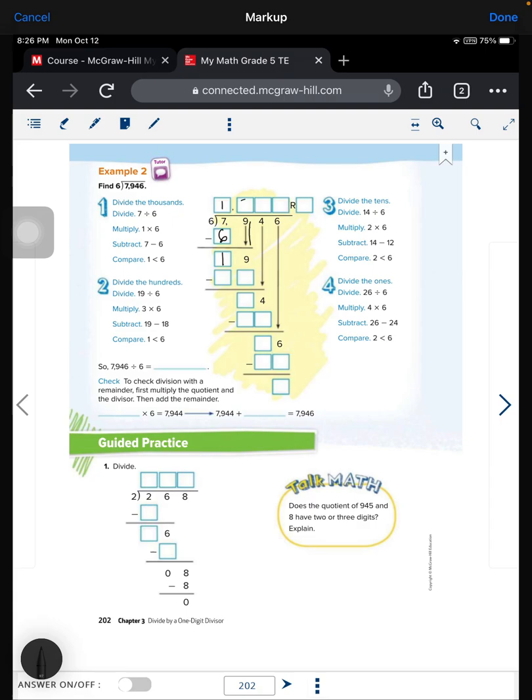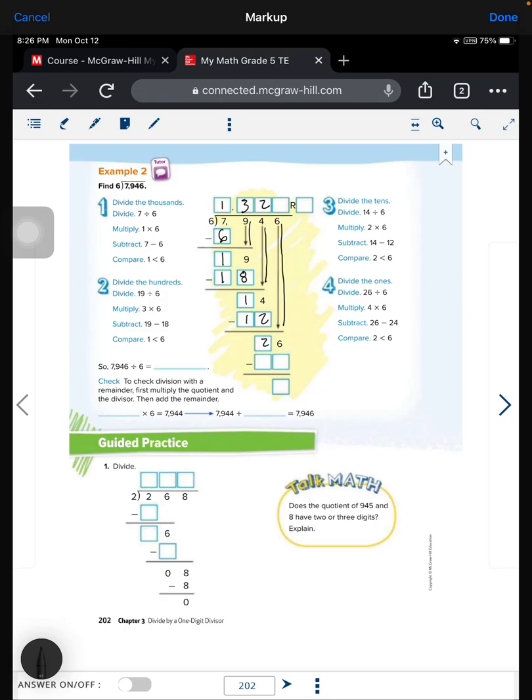Then you have 19. 6 will go into 19 3 times. 3 times 6 is 18. So now you have 19 minus 18. You'll have 1 left over. Bring that 4 down. 6 will go into 14 twice. 2 times 6 is 12. 14 minus 12 is, well, 2. Bring that beautiful 6 down.